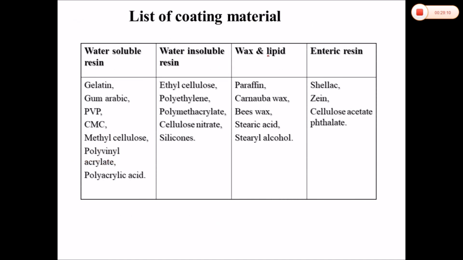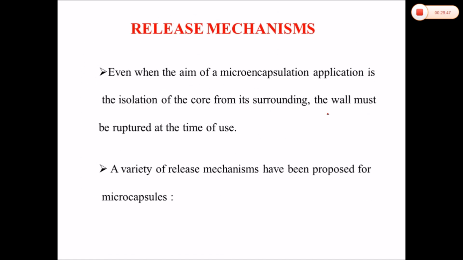So here is the list of different coating materials. Water-soluble resins include gelatin, gum arabic, PVP, CMC (carboxymethyl cellulose), polyvinyl pyrrolidone, methyl cellulose, and polyvinyl acrylate. Water-insoluble resins include ethyl cellulose, polyethylene, polymethyl acrylate, cellulose nitrates, and silicones. Waxes and lipids include paraffin, carnauba wax, beeswax, stearic acid, and stearyl alcohol. Then enteric resins such as shellac, zein, and silver acetate phthalates can be used for coating purposes.